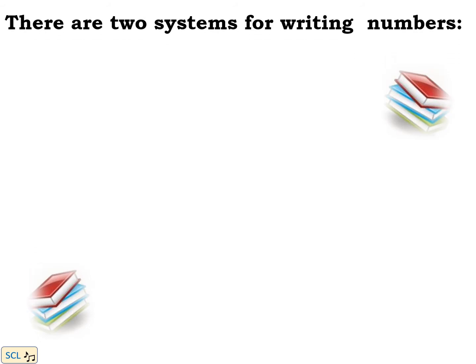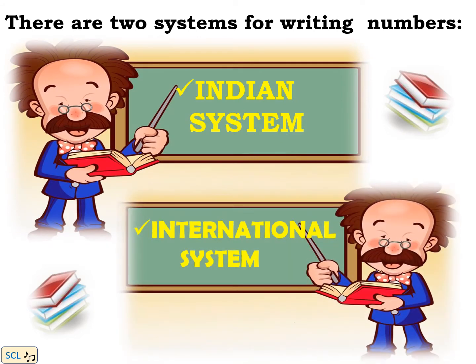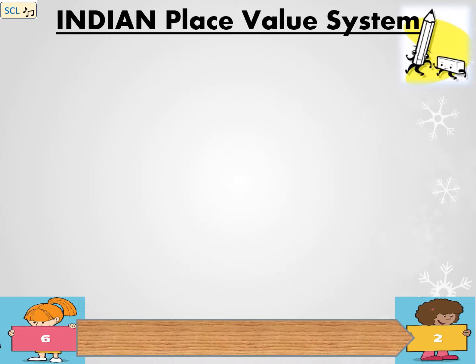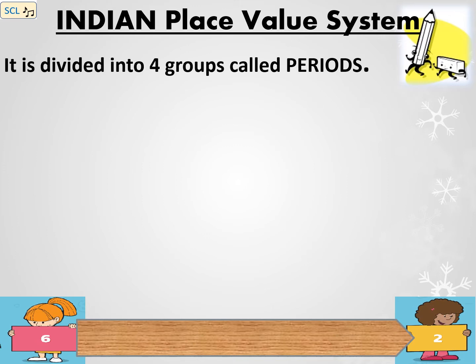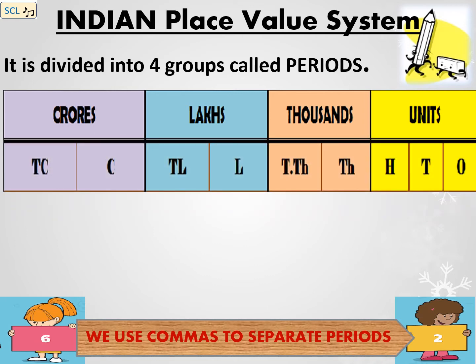There are two systems for writing numbers. First is the Indian system and the second is the international system. In the Indian place value system, we have four groups called periods. They are units, thousands, lakhs and crores. We use commas to separate the periods. Periods have subgroups called places.